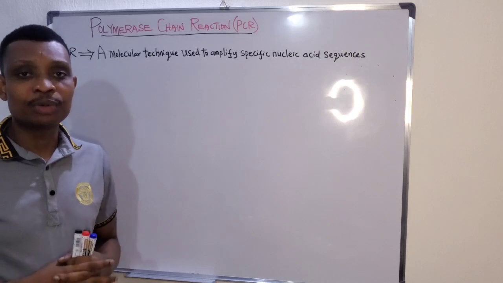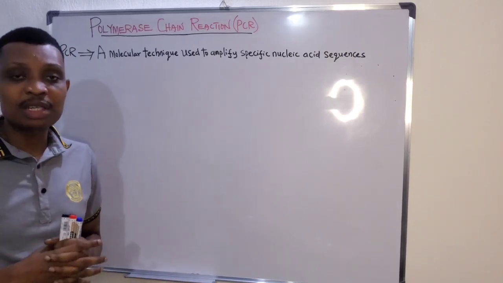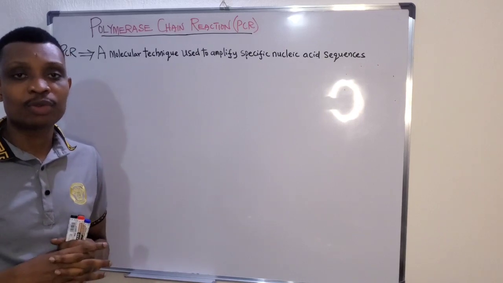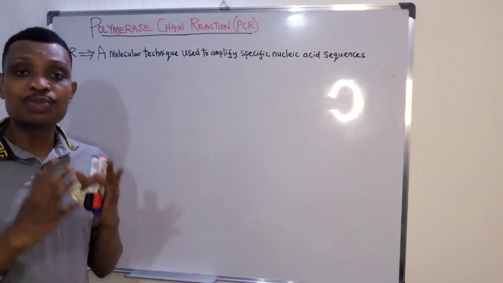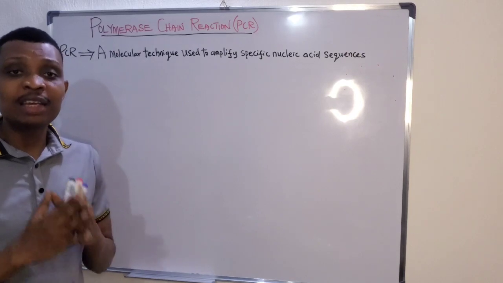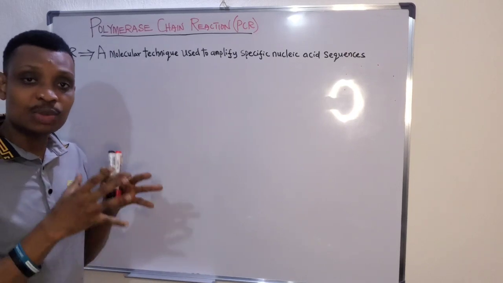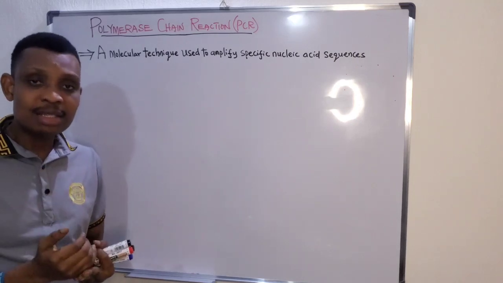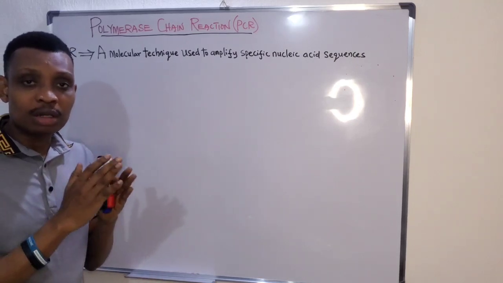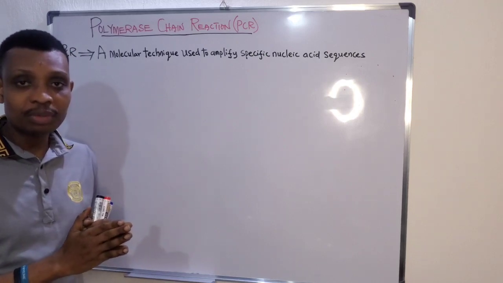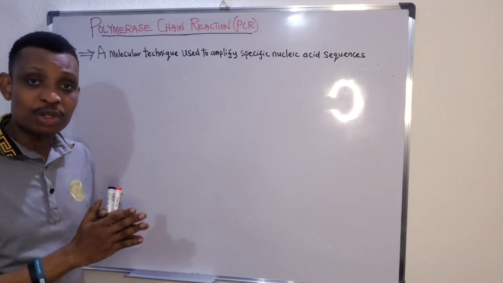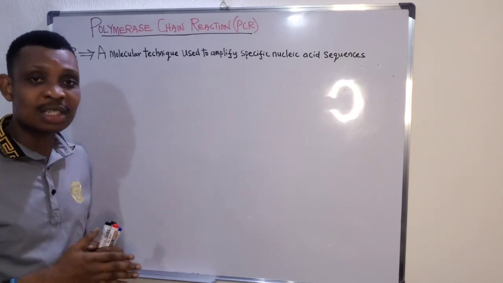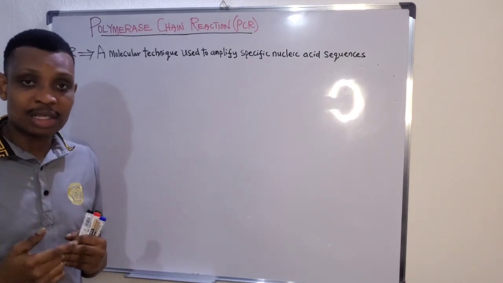Let's say, for example, we want to detect the presence of Mycobacterium tuberculosis in the sputum. First of all, the sputum specimen will be obtained, and if this bacterium is present in the sputum, there are specific genomic regions that indicate its presence. And these genomic regions have specific nucleic acid sequences. So what PCR does is it amplifies these sequences.